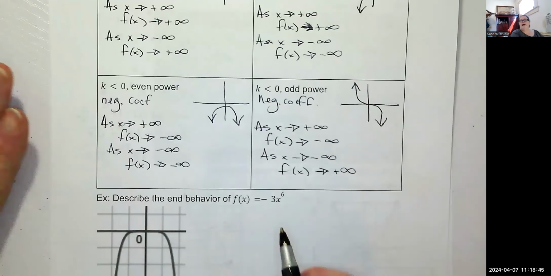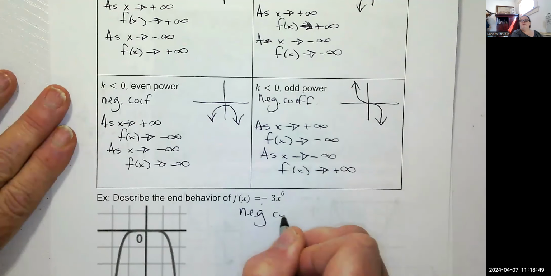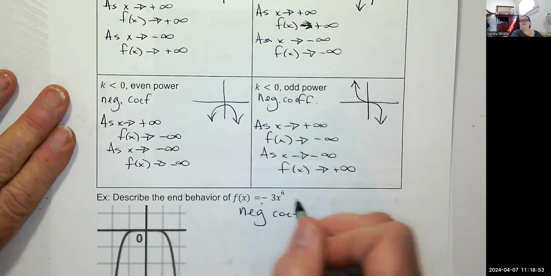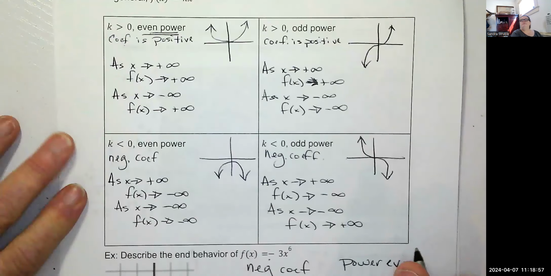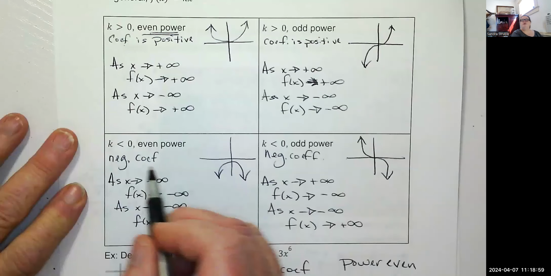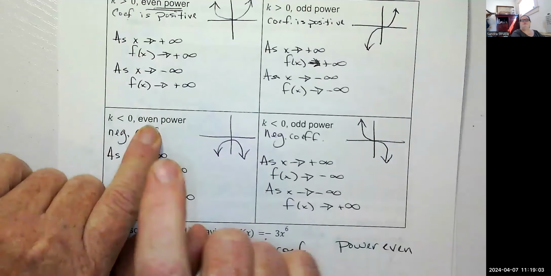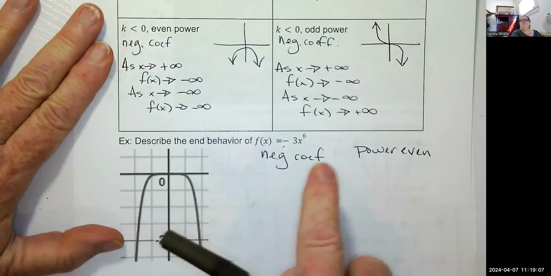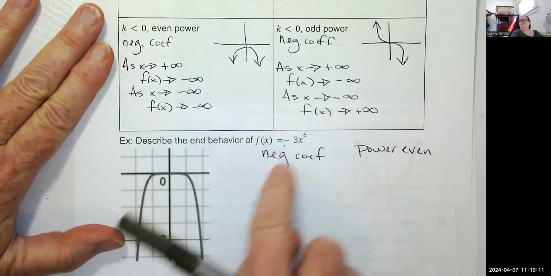All right, so we have a negative coefficient, and our n, our power, is even. So I just need to come up here and find a negative coefficient. Okay, these are both negative, but I need an even power. And so it's this one here. We can see just by looking at it as well, but because they gave us this, this is how I'm doing it.